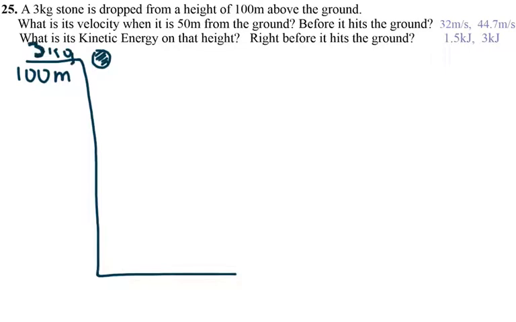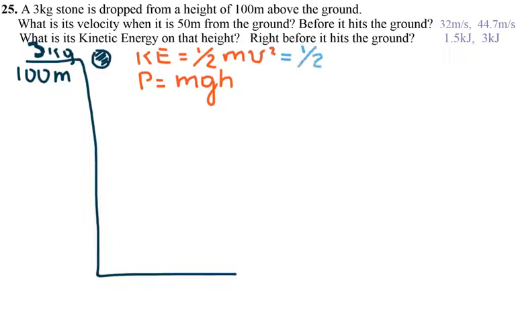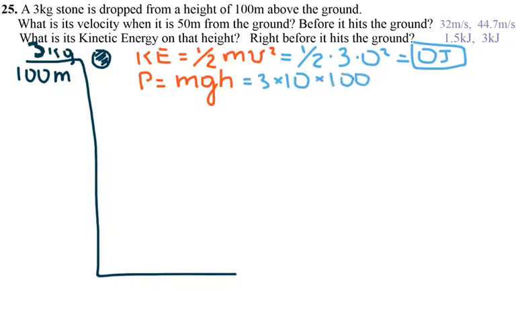stone, 3 kilogram. I'm going to write my potential and kinetic energy at the beginning. So the kinetic energy is equal to 1/2 the mass times velocity squared, and the potential energy is equal to mgh. In our case, we have 1/2 the mass and velocity squared. So the initial kinetic energy of the object is 0. And the potential energy is the mass, acceleration due to gravity, and the height, which is 100 meters. So that gives me 3,000 joules.